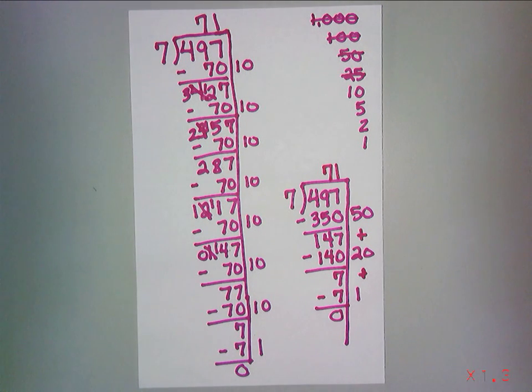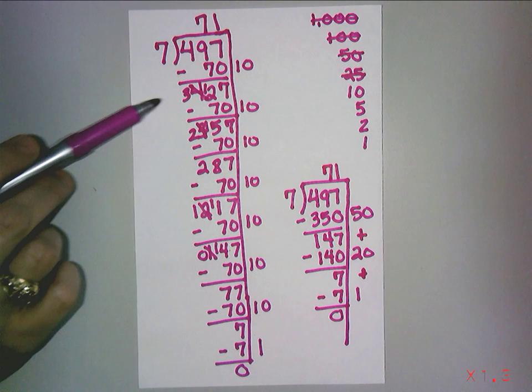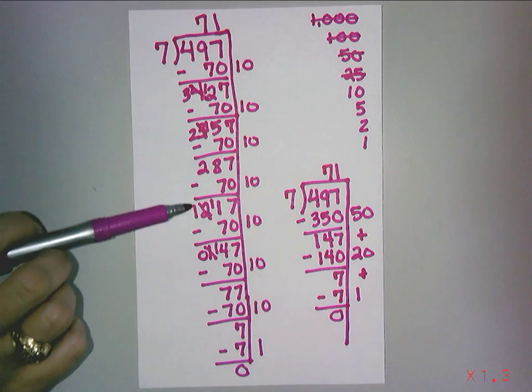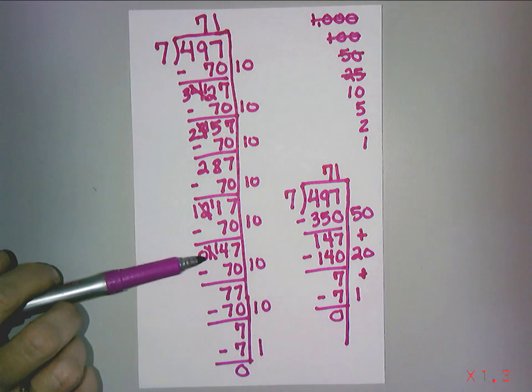But I could do 50. 5 times 5 is 25. Add 1 0. Subtract. I have 246. I can't do any more 50s.